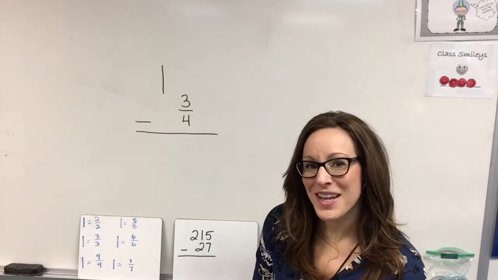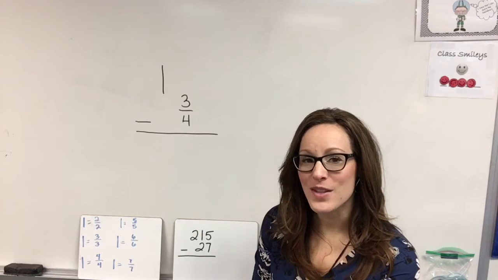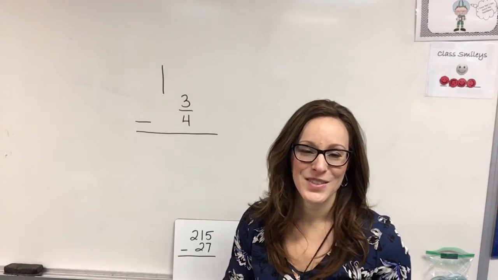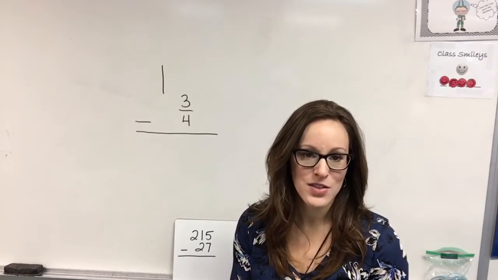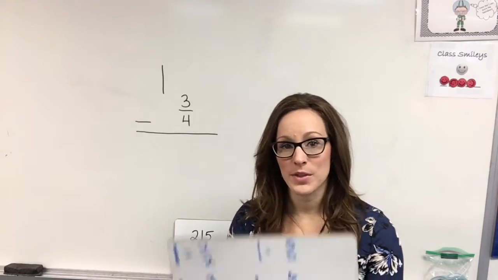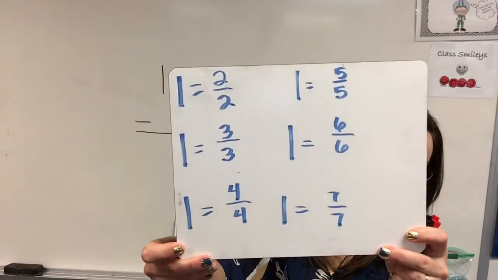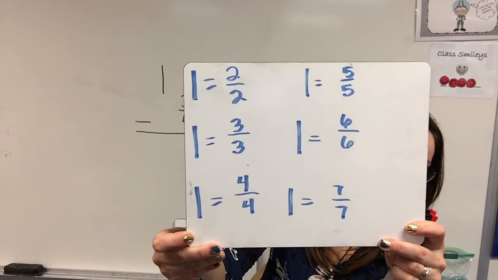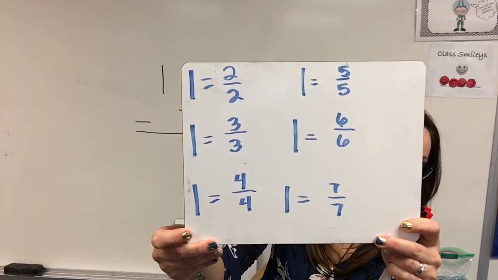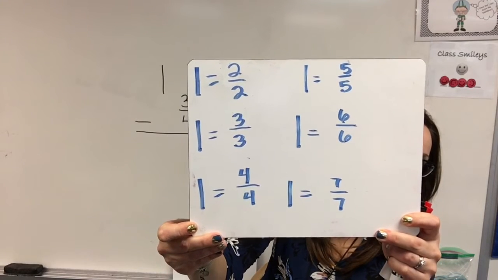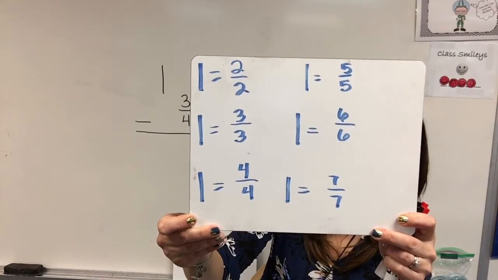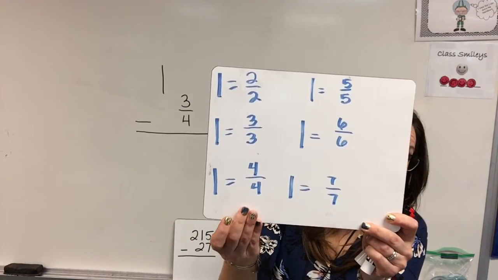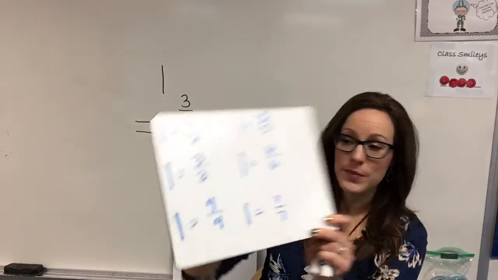It sounds tricky, but we actually already know the steps to complete this. We just have to put them together. So I want to take a step back and remind you about how a whole number can be shown as a fraction. So you can see here that I've got 1 equals 2/2, 1 equals 3/3, 1 equals 4/4, 5/5, 6/6, and 7/7, and so on. This could keep going. Each of these improper fractions is one whole.